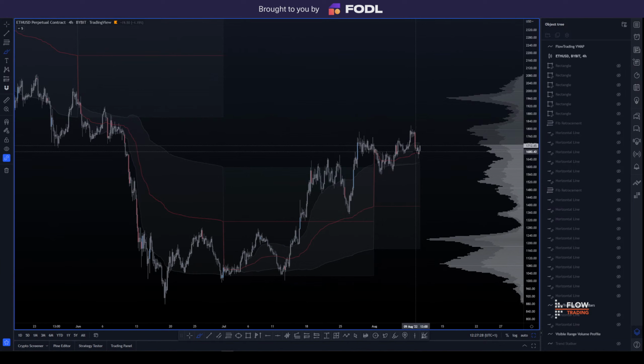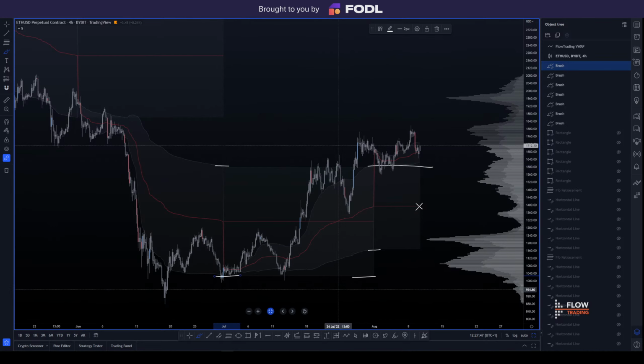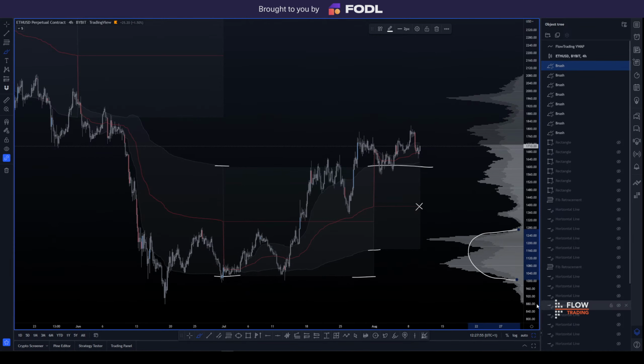Now, if somehow we lose these levels and we lose $1,600, then the next level I'll be looking for is around $1,400. If we lose that level, that means getting acceptance back inside of this value here, maybe even inside the whole value of June. We'll go to at least $1,400, potentially even lower to around $1,300, which is the edge of this balance area here.